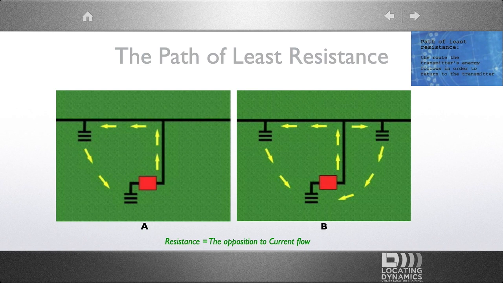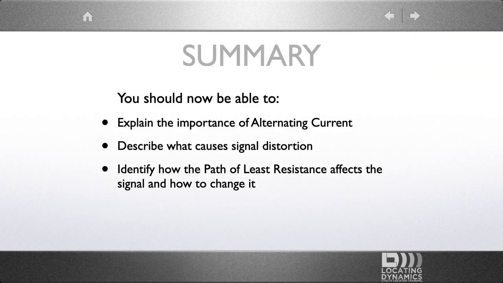The path of least resistance will generally pull your signal to the larger chunk of steel, an anode, or towards the nearest ground. It is best practice not to try to fight the tides, but rather let the path of least resistance work in our favor by allowing it to pull our current downstream. You should now be able to explain the importance of alternating current, describe what causes signal distortion, identify how the path of least resistance affects the signal, and how to change it.